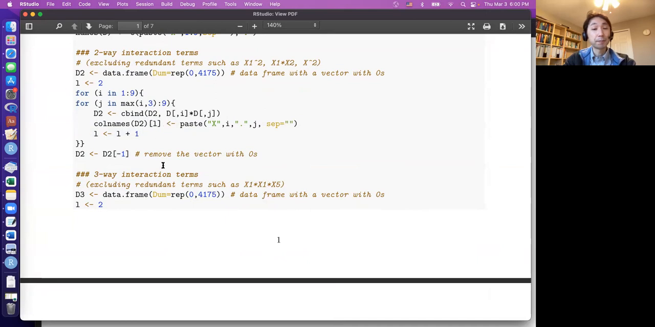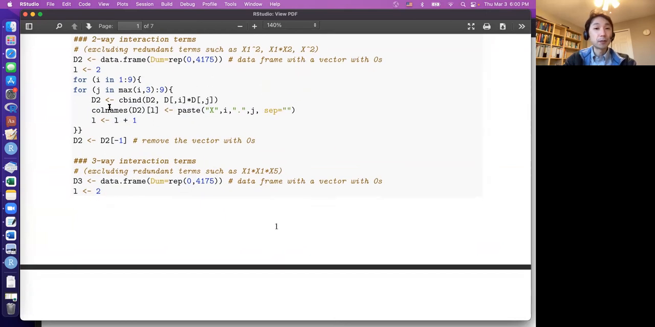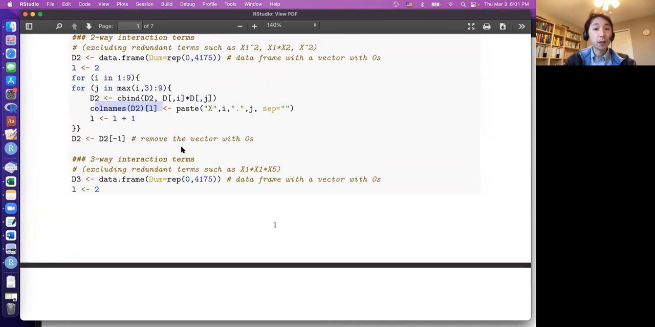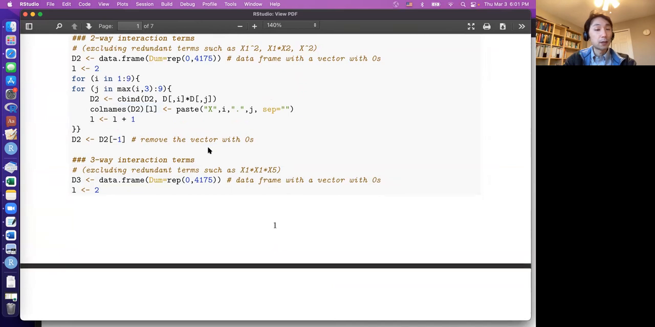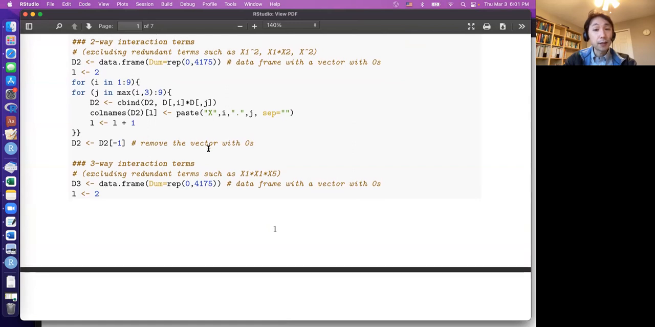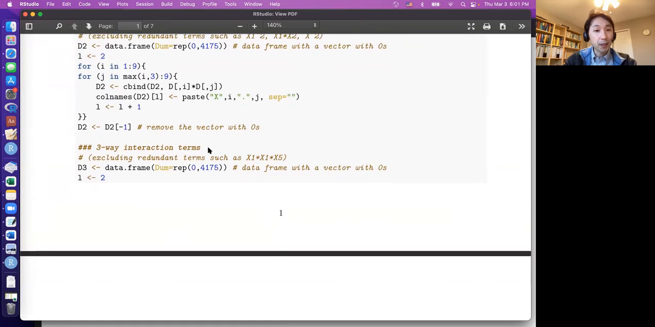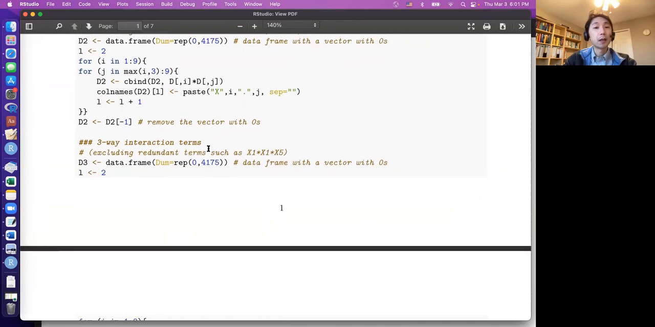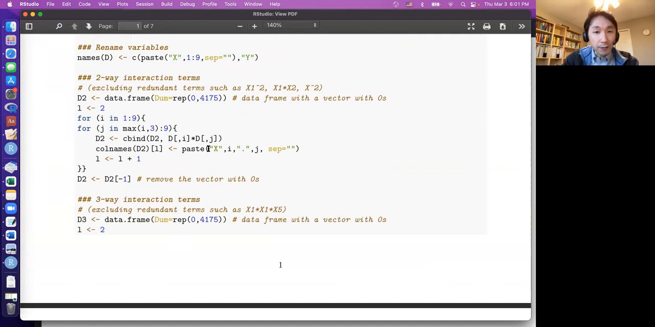And in this way we define another column here and also another column name here, and remove the vector with zeros. What's this? D2 is D2 minus 1. Yeah, I think there is one redundant column, so we remove that. I don't know why we have this, but yeah.